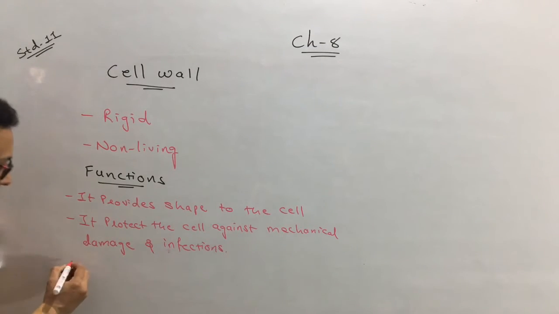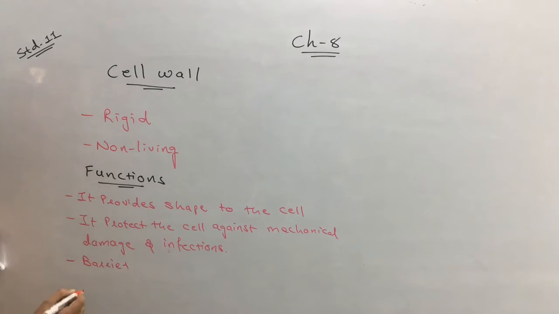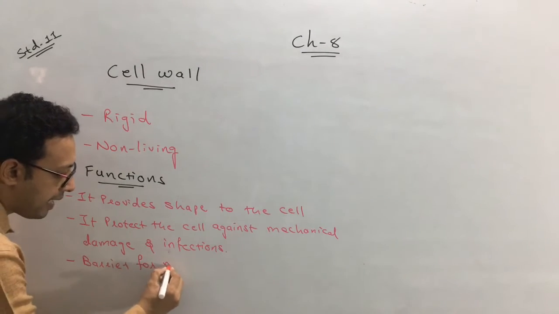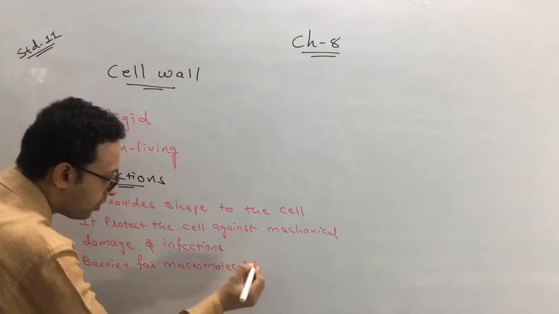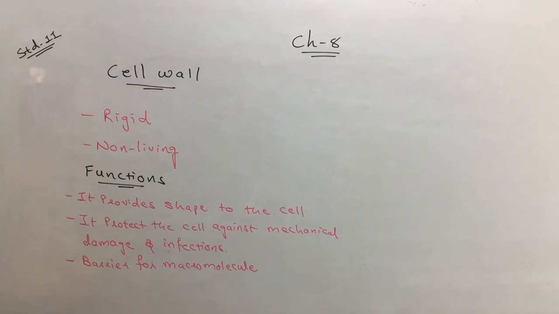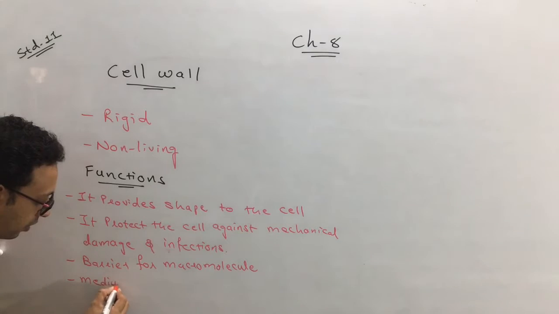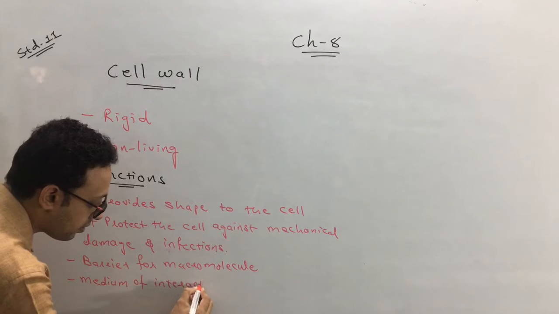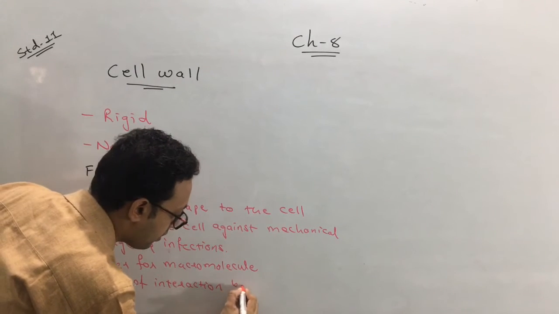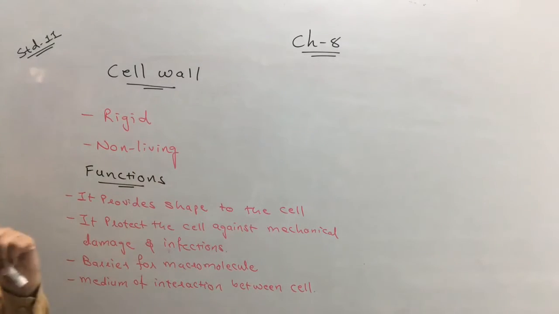Third, it is acting as a barrier for macromolecules, meaning the large molecules cannot easily pass through it. It acts as a barrier and it acts as a medium of interaction between cells. So it is an effective medium for communication between the cells. So these are the functions of a cell wall.